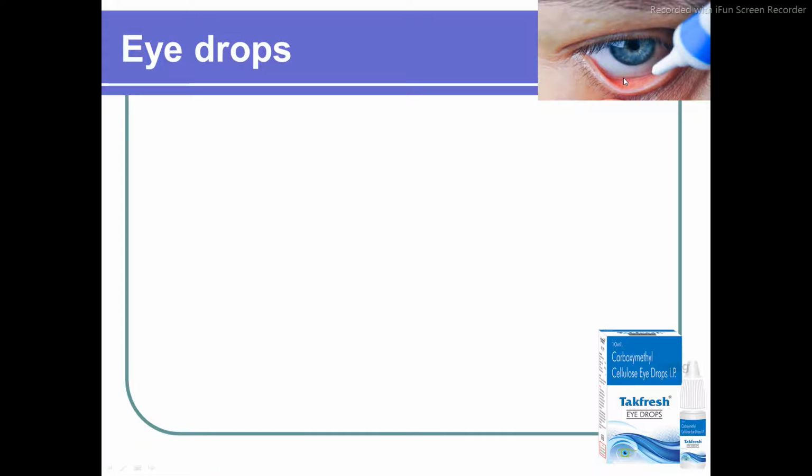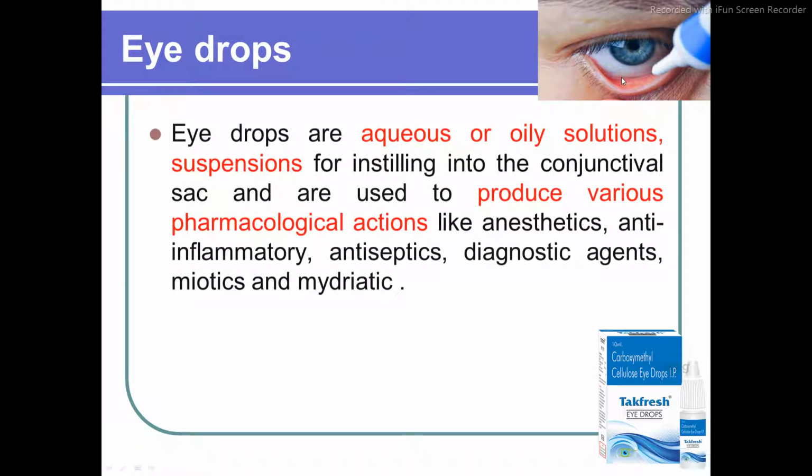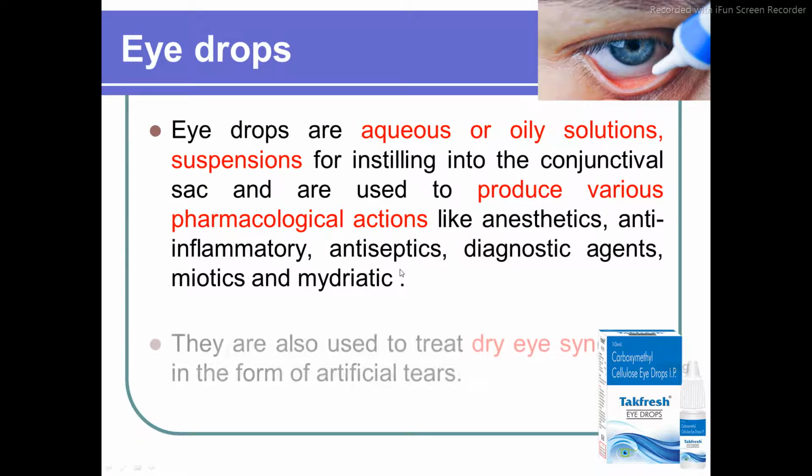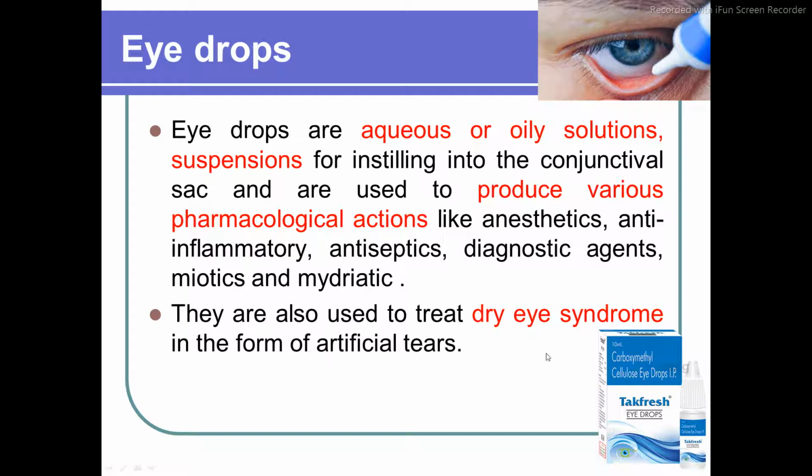So how can we define the eye drops? Eye drops can be defined as the aqueous or oily solution or suspension for instilling into conjunctival sac, and are used for various pharmacological actions like anesthetics, anti-inflammatory, antiseptic, diagnostics, miotics and mydriatics. So this is the definition of your eye drops. Then they are used for dry eye syndromes also.